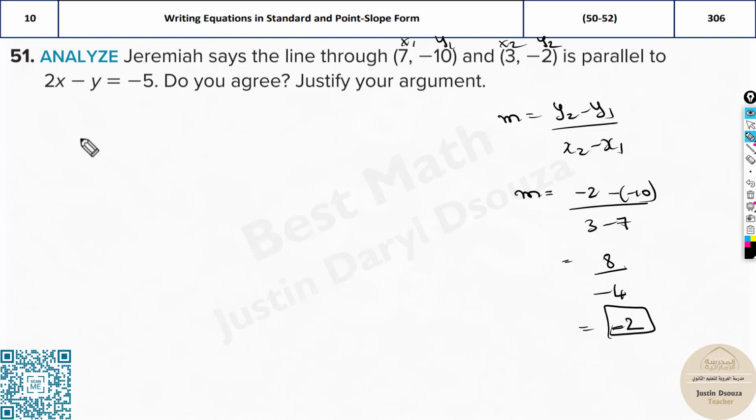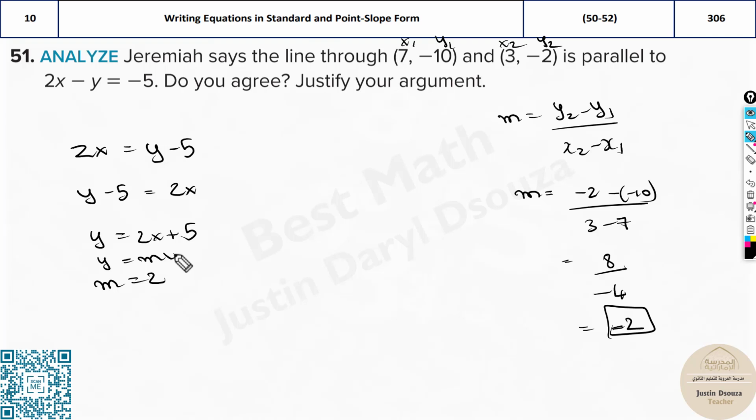Now what about this line? Let me take y to the other side. It's y minus 5 equals 2x, or you can leave it like that. It's fine, but this is the easy way to understand. And then we have y equals 2x plus 5. That's the equation. What is the slope here? The slope m is 2, because the equation is given as y equals mx plus b. Are the slopes equal? No, they are not parallel.